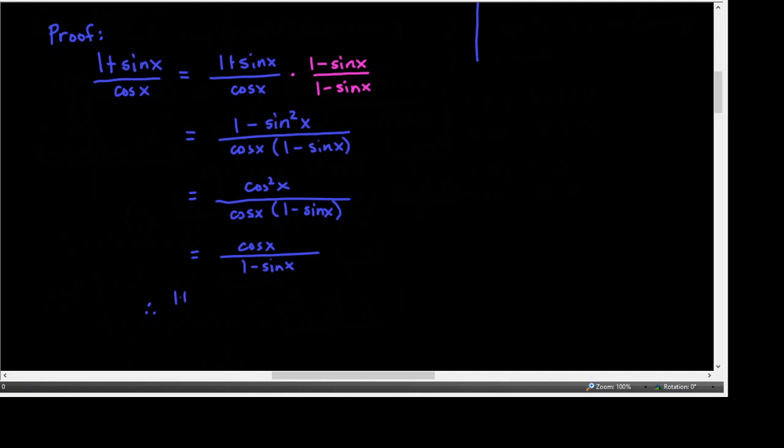Therefore, we know that 1 plus sine of x over cosine of x by transitivity is really equal to cosine of x over 1 minus sine of x.